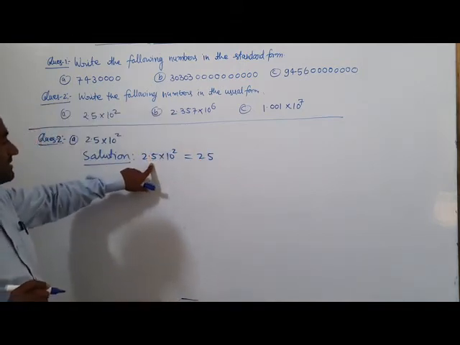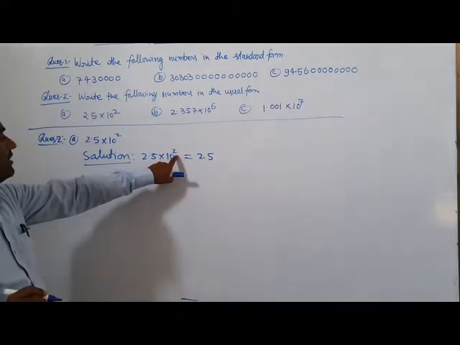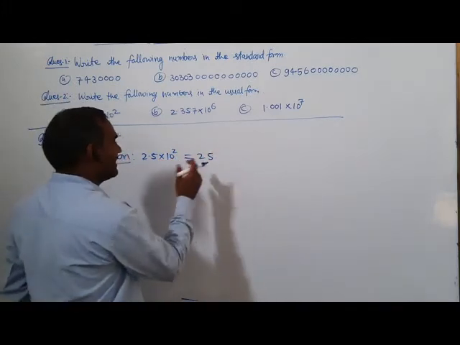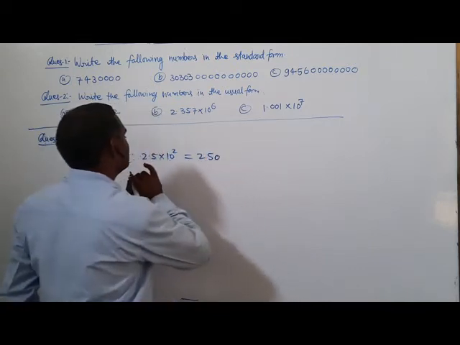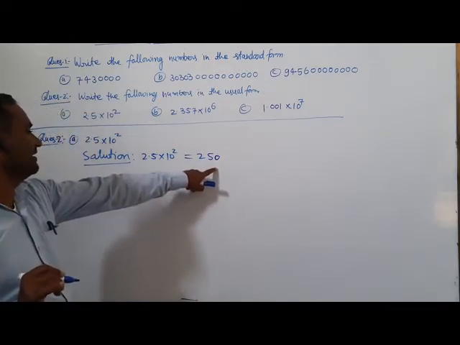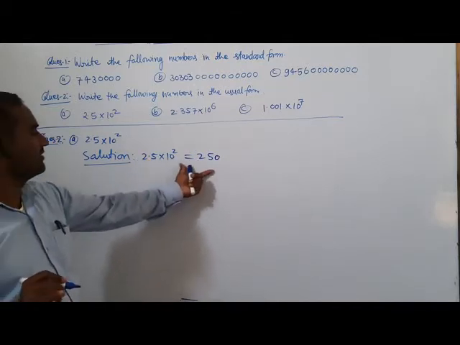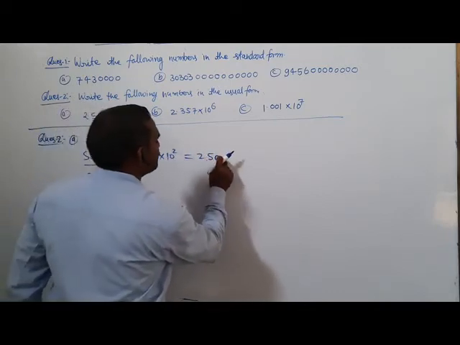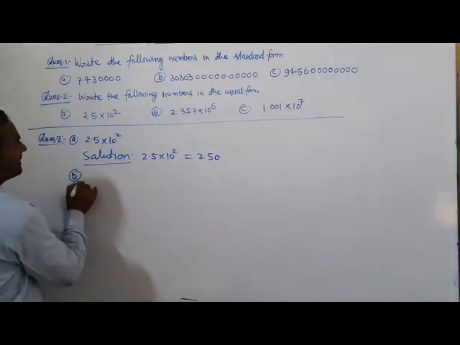When we multiply by a positive exponent, count the power. The power is 2, so the decimal will move to the right by 2 places. This gives 250. The power is 2, so the decimal moves 1, 2 places. This is your answer.